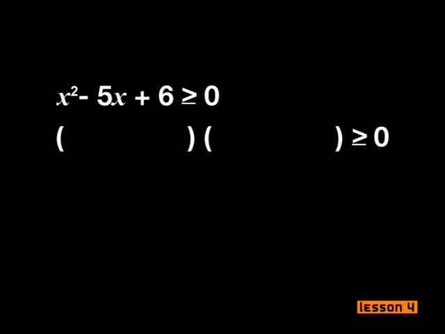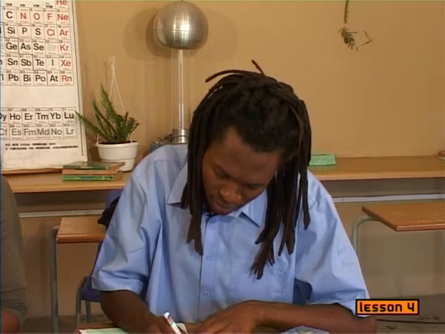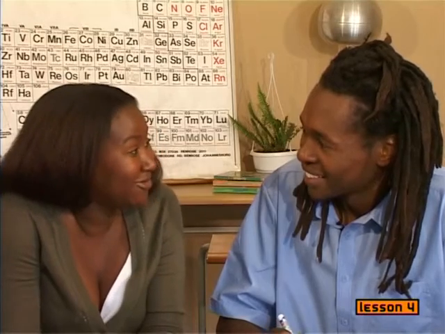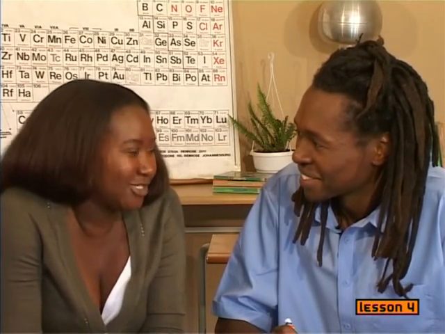Okay. The trinomial is already written in standard form. I'll put down the brackets to start off with. Now, I need to find the factors of the first and the last term, which add to give me 5. So the factors are 1x and 1x for x squared, and 3 and 2 for 6. Both brackets have a minus sign in the middle. Very good, Deborah. You've gotten very good at factorizing quadratic equations.